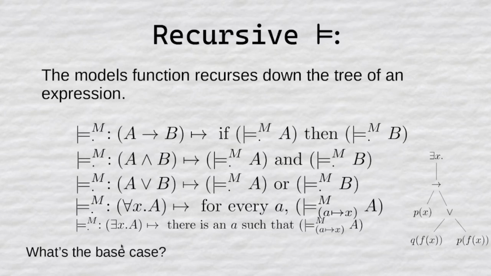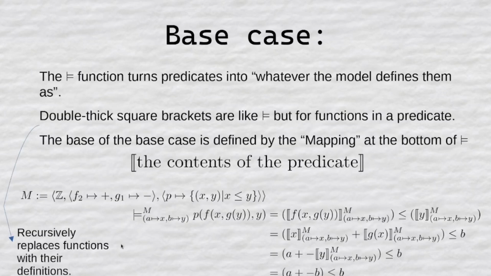So what do we mean by the base case of this function? Well, the base case is models of a predicate. So if we take in just a predicate, we're going to replace it with what the model defines that predicate to mean. So for example, if we said p of x is defined as x equals 7, we would then replace p of x with these double square brackets around x equals 7, which is a set.